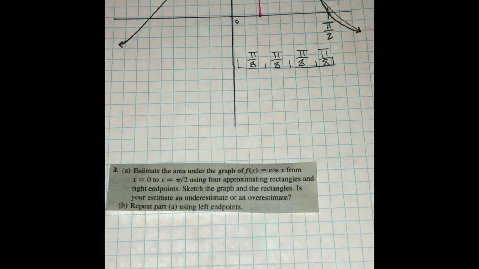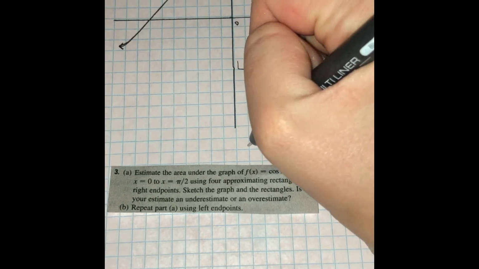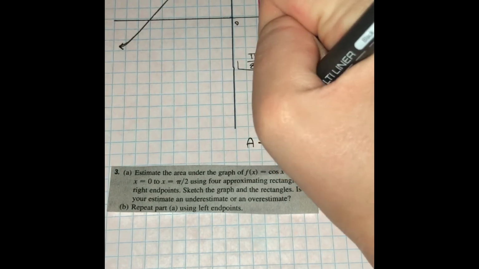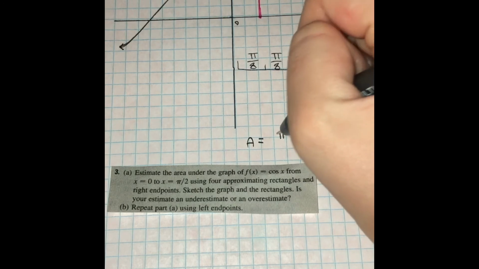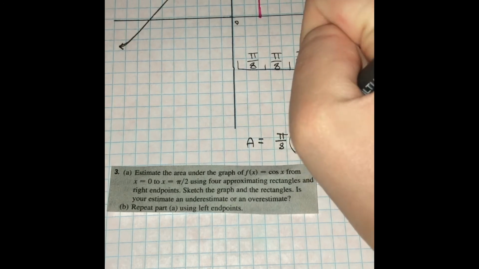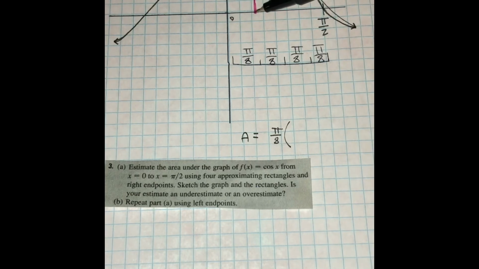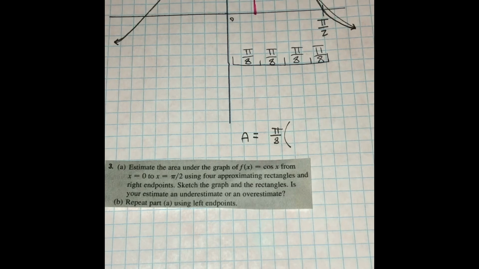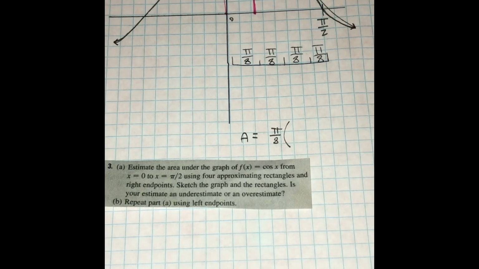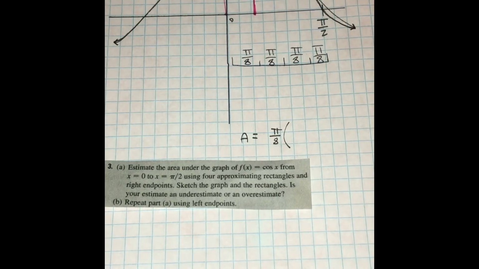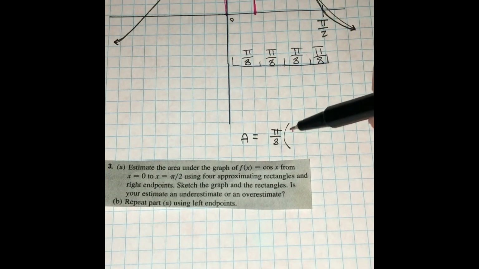Our area formula will be very similar, but we must take into account that these rectangles will have different side lengths than our original problem. Our area equation will look like area is equal to pi over 8 times, now this can't be f of pi over 8 like the last problem, because f of pi over 8 would stop right here. Since we used a left endpoint, we know that our other side length will actually be equal to f of 0.